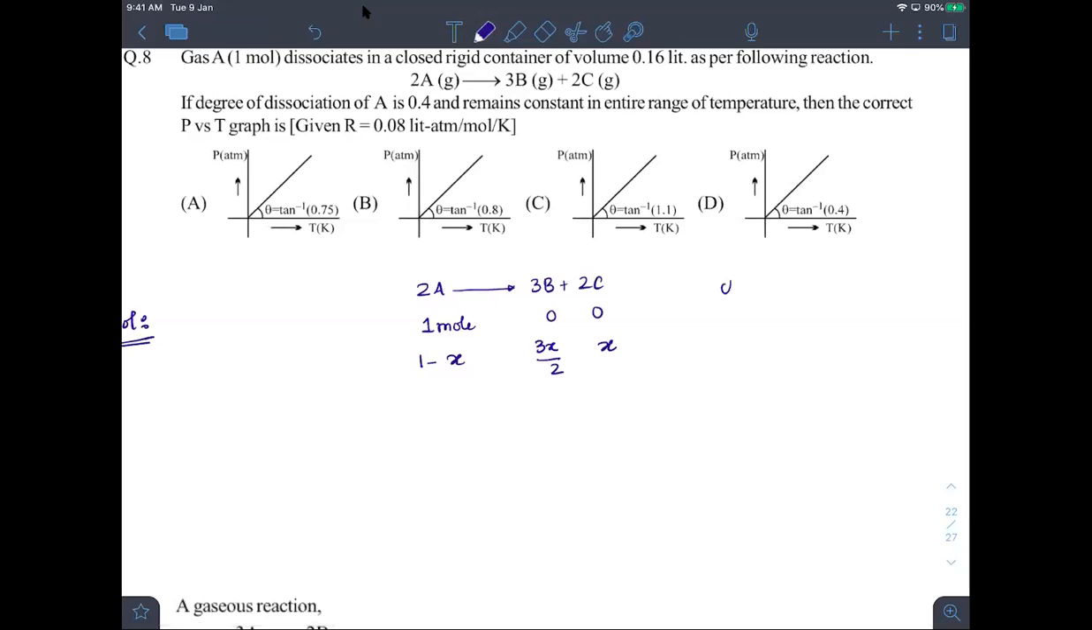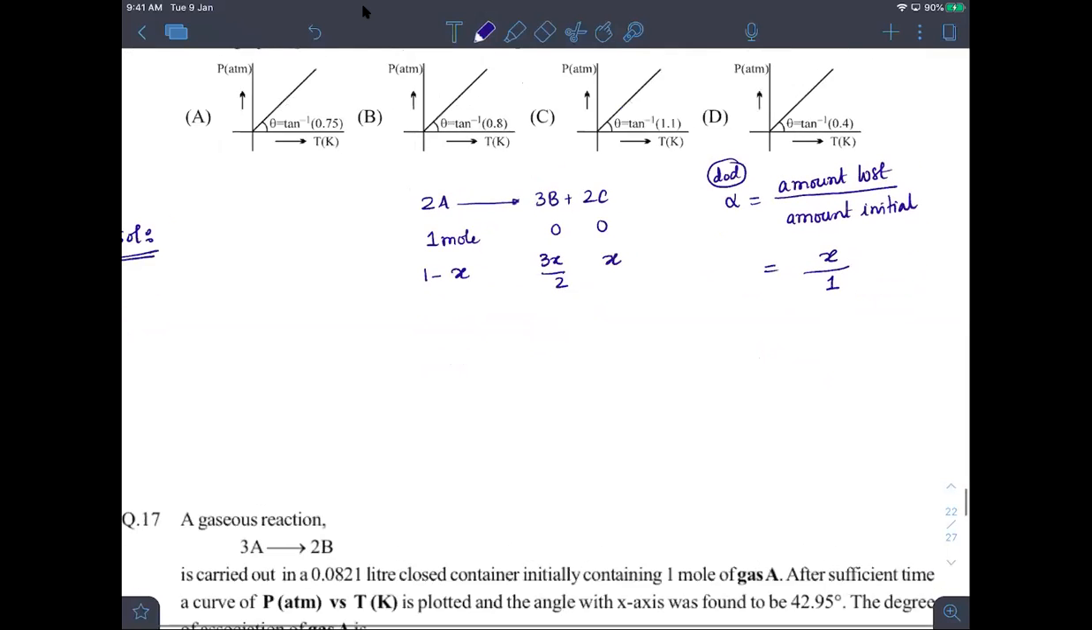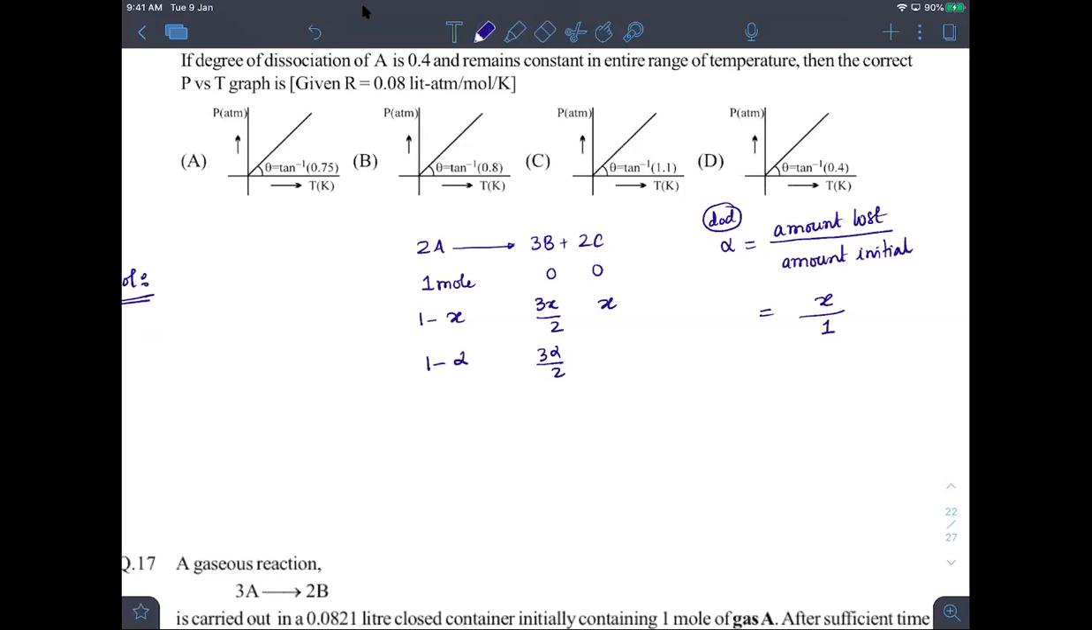Now let me tell you what the degree of dissociation is. Normally we call it DOD, degree of dissociation. Degree of dissociation alpha is defined as amount lost by amount initial. Always use this formula, it will be easy. This amount can be represented in many ways. You can write it in moles, in pressure, in volume, in any case. For example, number of moles lost by moles initial, or pressure lost by pressure initial, or volume lost by volume initial. So here it is about number of moles. Number of moles lost is X, by amount initial, which is 1. So here alpha is equal to X. So I'll write it as 1 minus alpha, 3 alpha by 2, and alpha.